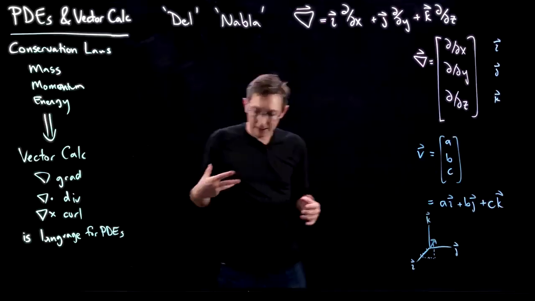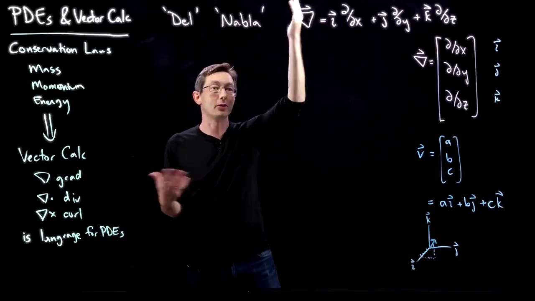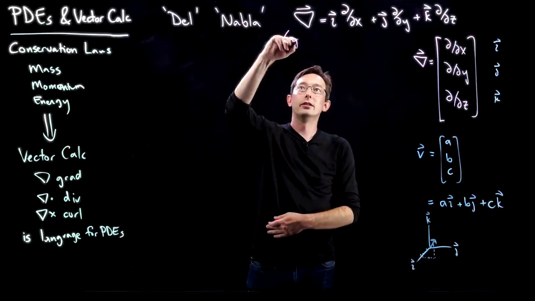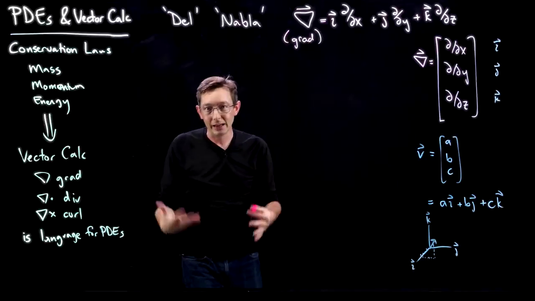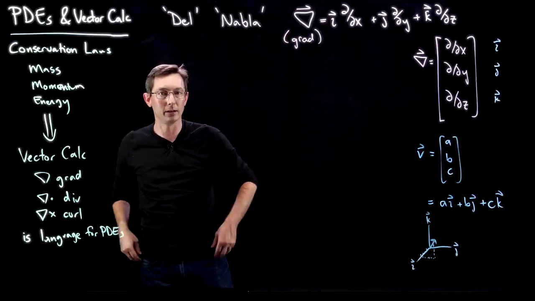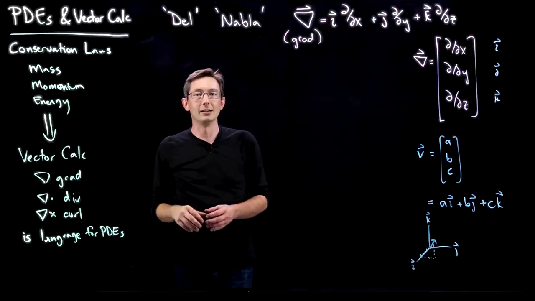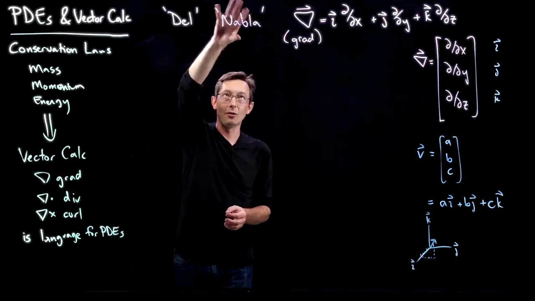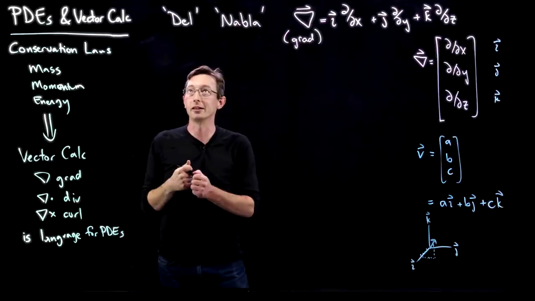Good. And this grad operator, so del or nabla, sometimes this is also called grad. This is also the gradient or the grad operator. It is a linear operator, and I'll tell you how to compute the grad, the div, and the curl in a minute. I don't know what the history of del versus nabla is.